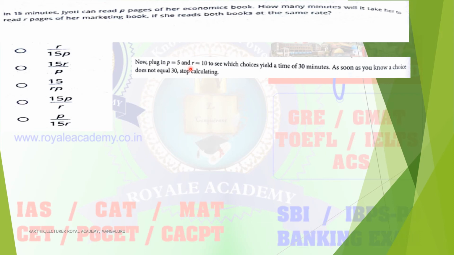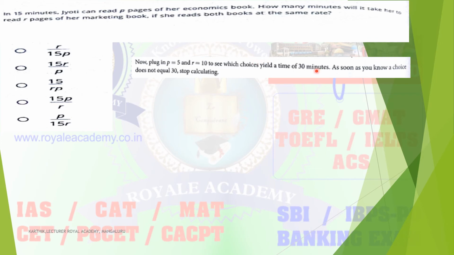So it is nothing but, if in 15 minutes she reads an economics book for 5 pages, and a marketing book is 10 pages, how many minutes? You have to determine how many minutes. So for 15 minutes, 5 pages, and the rate is the same. So if she reads both books at the same rate, for 15 minutes 5 pages, 10 pages is how much?